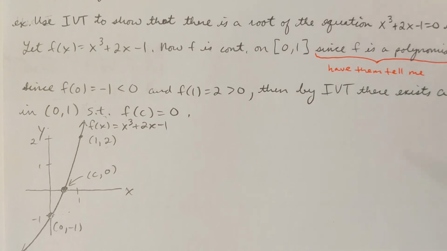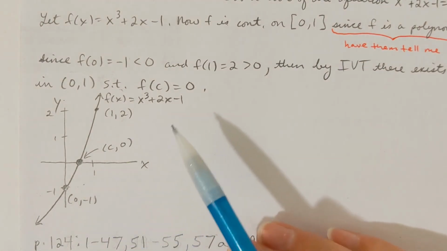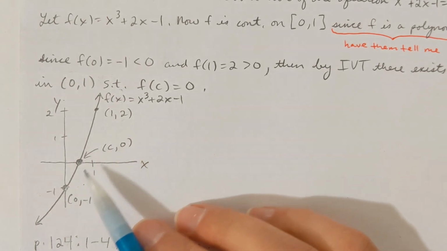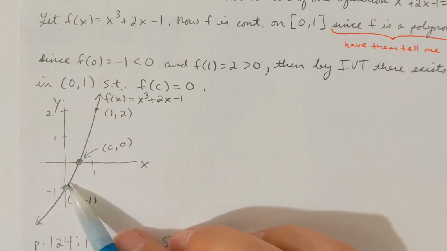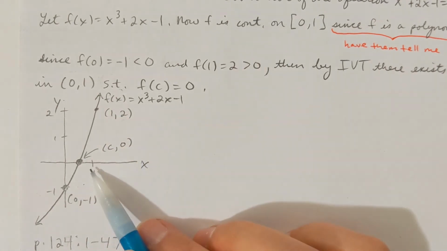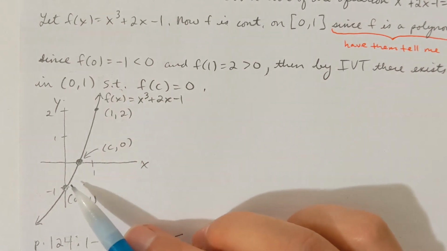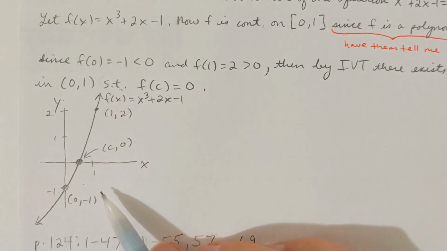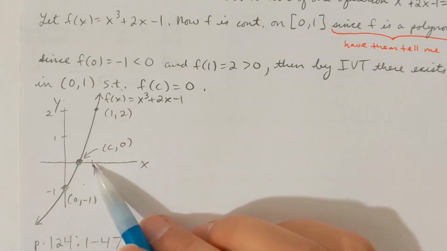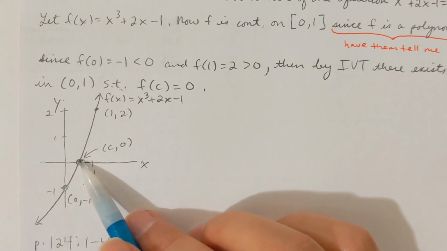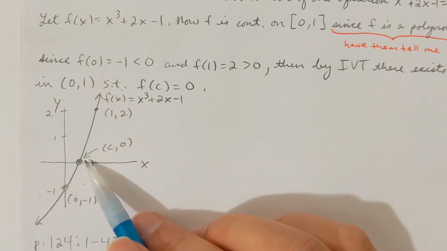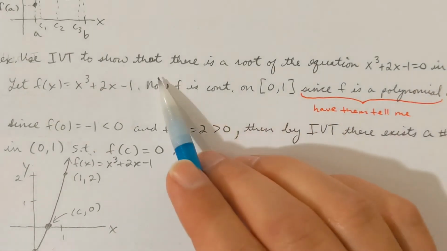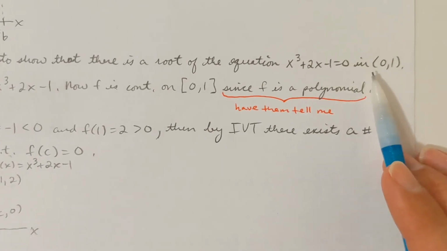Here's a picture of this function. I didn't need a picture, but just to show you what's happening here, we have this function. f of 0 is negative 1, so here's 0, negative 1. f of 1 is 2, so here's 1, 2. I'm drawing this curve, and if I start here at 0, negative 1 and go to 1, 2, at some point I need to cross the x-axis, right? I need to cross between 0 and 1. Whatever point that is, I'm calling that c0. And that's what I had to show, right? I had to show that there is a root of the equation in the interval 0 to 1.